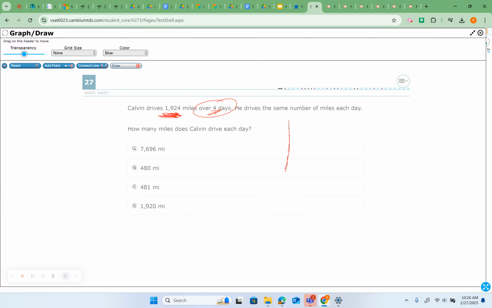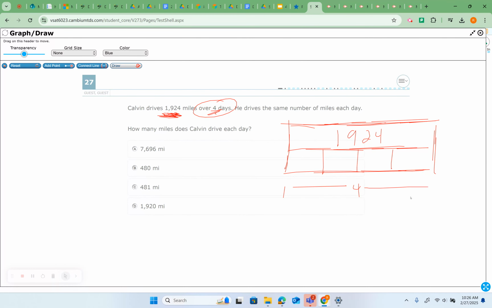And so, this is where that 4-5A kicks in, right? Which is those visual representations. So you're driving a total of 1,924 miles over a total of 4 days. So it takes you 4 days to do the whole thing. And so how much is each day? And so that denotes division. So we're going to divide 1924 into 4 equal parts.